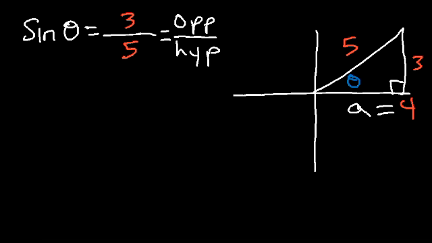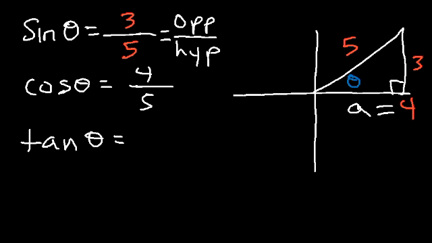Now that we have all three sides of the triangle, let's figure out what cosine theta is equal to. So cosine theta is equal to the adjacent side, which is the 4, divided by the hypotenuse, which is 5. So cosine is 4 over 5. Now what is the value of tangent theta? Based on SOHCAHTOA, tangent is opposite over adjacent, O over A. Opposite to theta is 3, adjacent to it is 4. So tangent theta is 3 over 4.